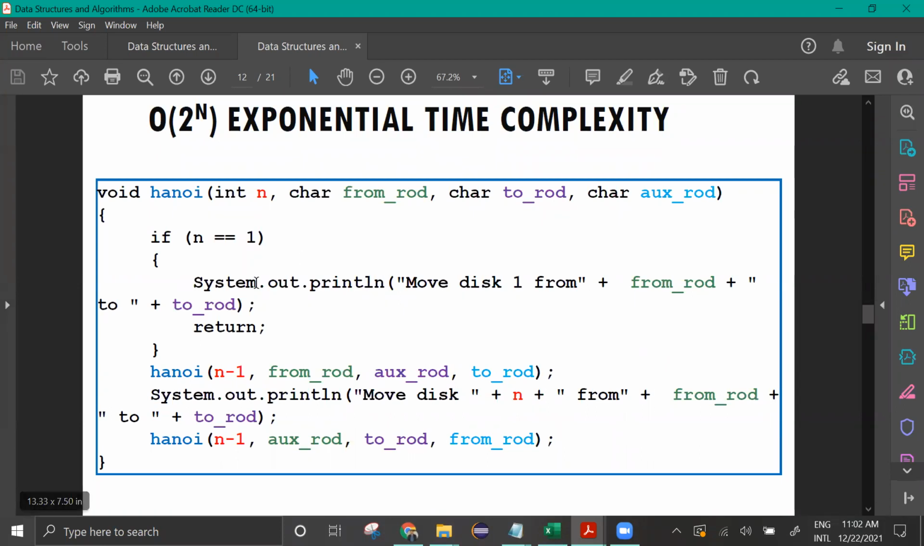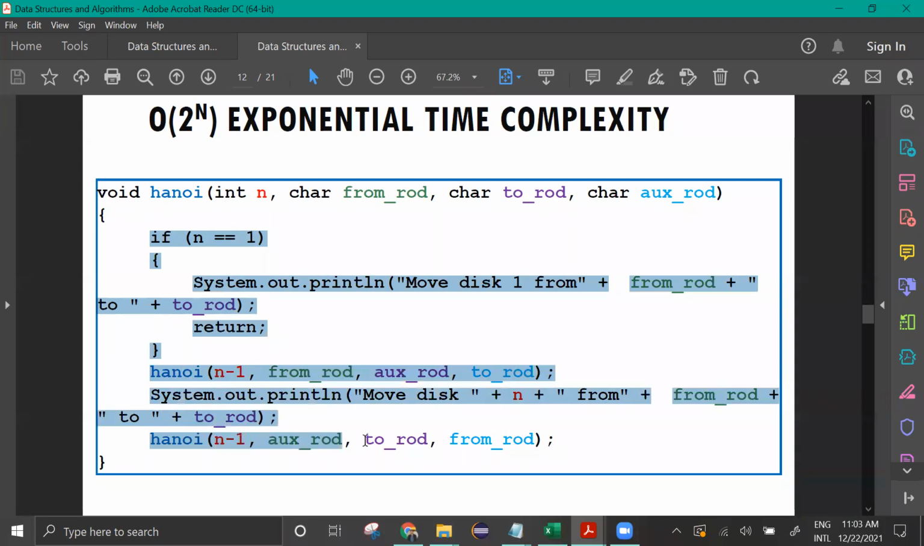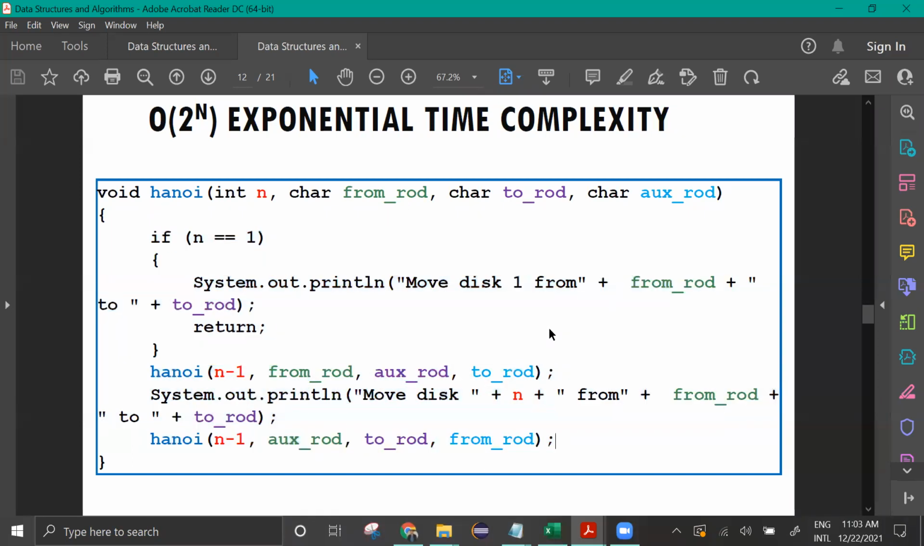Right, so this is the program. It uses recursion. In recursion, we will talk about this in detail. So this is exponential.